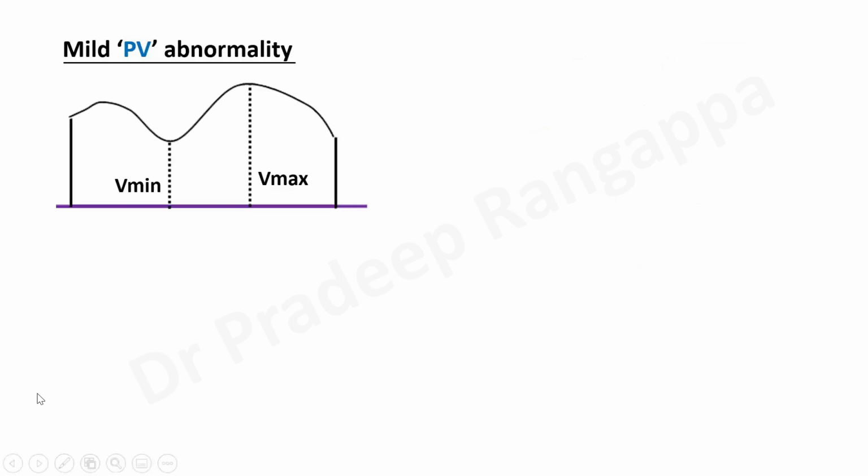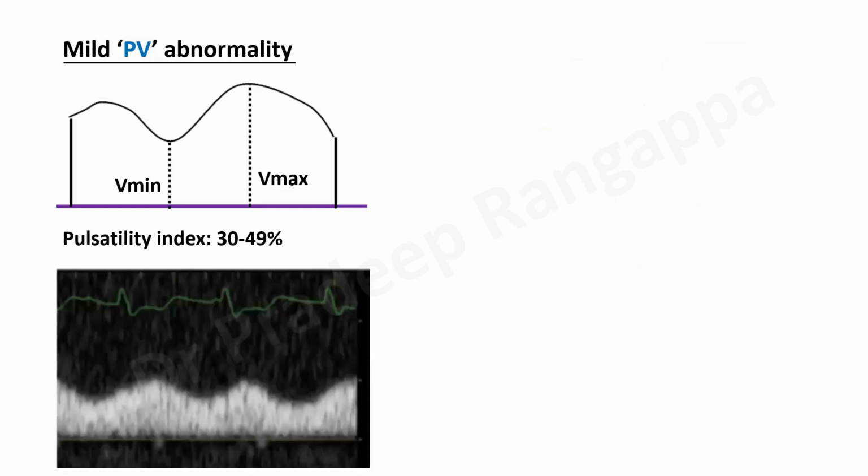If there is a mild portal vein abnormality, then you will see pulsatility. You will see a waveform which will sort of emerge. The pulsatility index then will be 30 to 49%, where you look at the maximum minus minimum velocity divided by maximum. If you look at the Doppler image, a waveform starts appearing, which indicates that pulsatility has started. There is more congestion, which is why you are seeing more pulsatility. There is more turbulence, which means portal pressure is building up. So that's a mild portal vein abnormality.